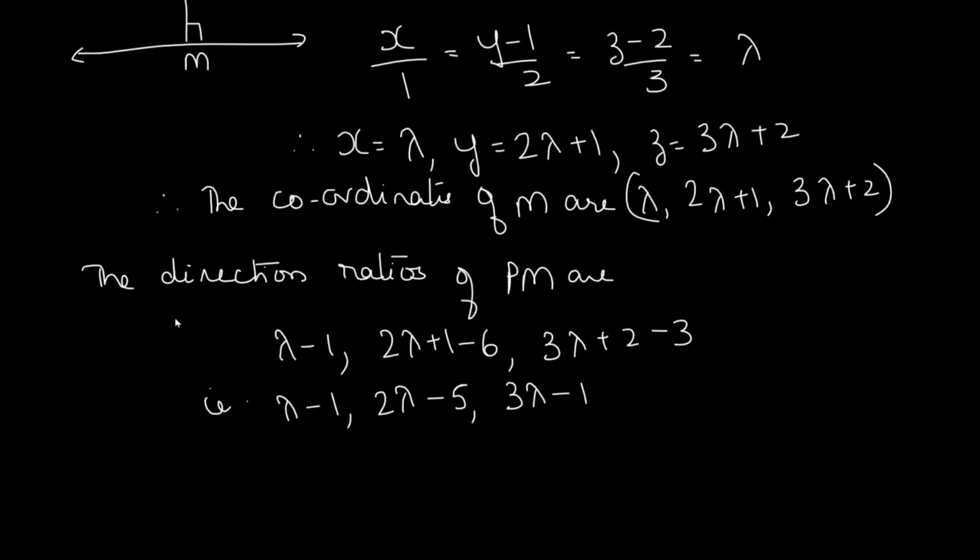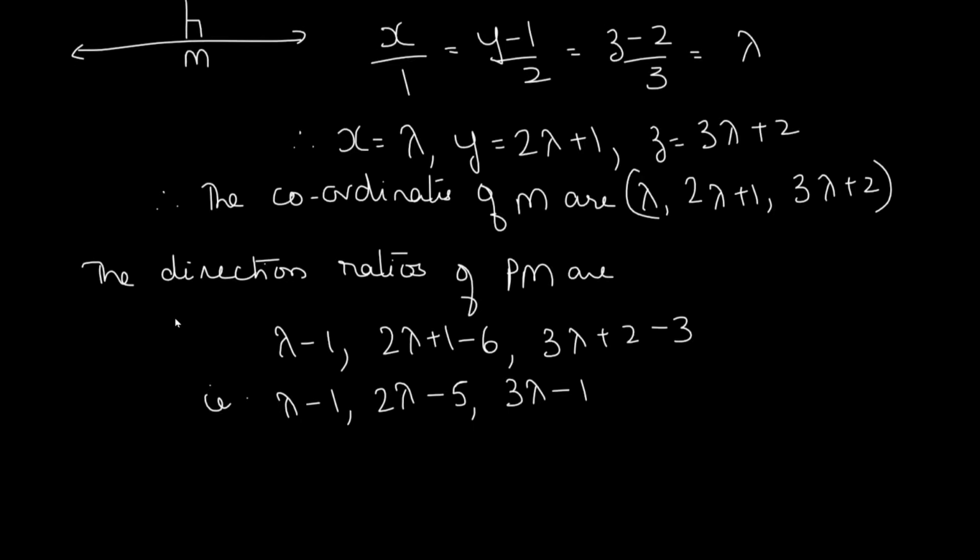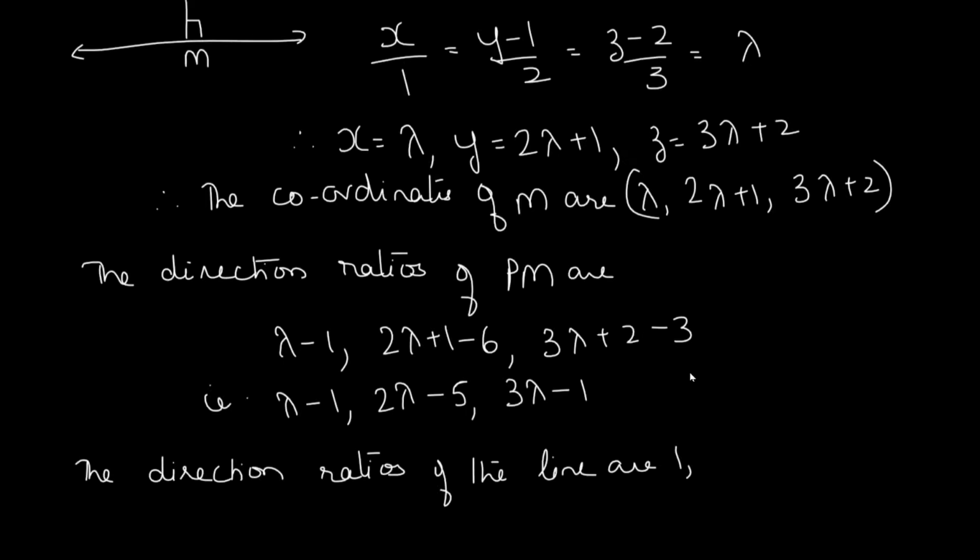Now, what are the direction ratios of the given line? The direction ratios of the given line are the denominators given over here. In the equation of the line, the denominators 1, 2 and 3 are the direction ratios of the line. So they are 1, 2 and 3.